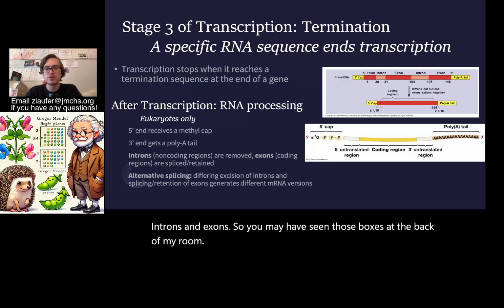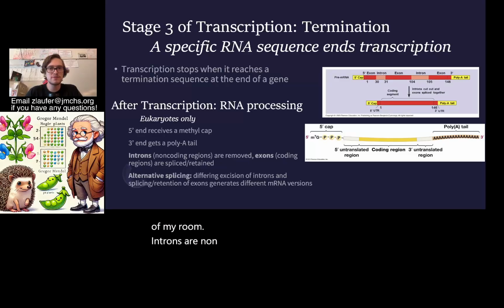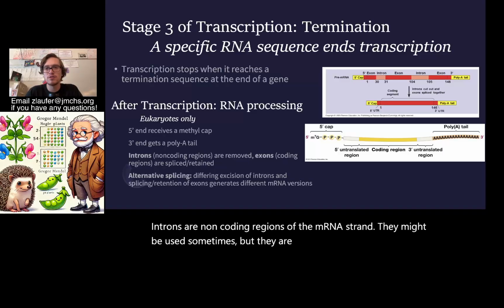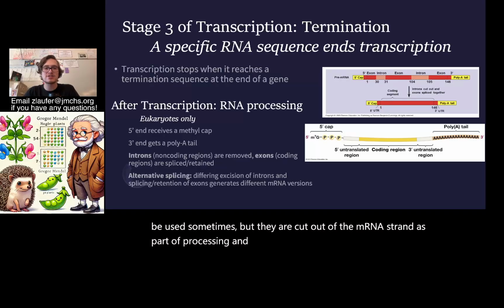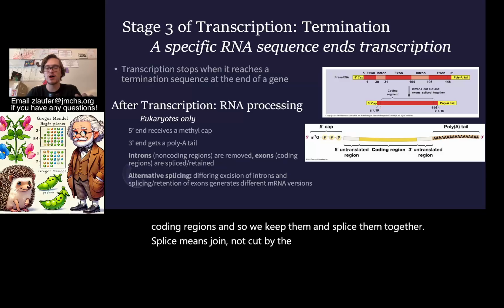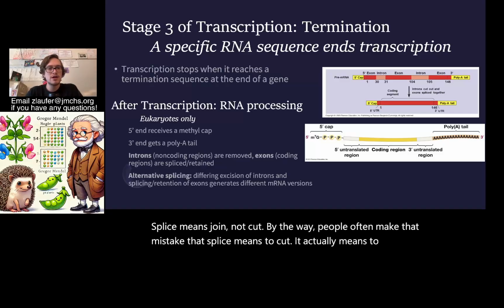Introns are non-coding regions of the mRNA strand. They might be used sometimes, but they are cut out of the mRNA strand as part of processing. And then we keep the exons. Exons are the coding regions, and so we keep them and splice them together. Splice means join, not cut, by the way. People often make that mistake that splice means to cut. It actually means to join.